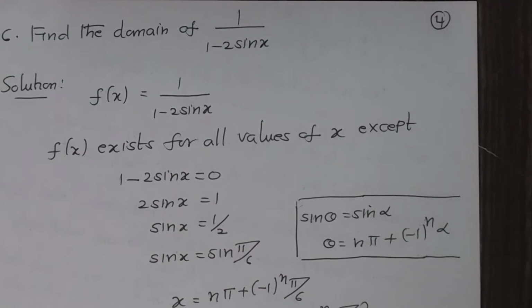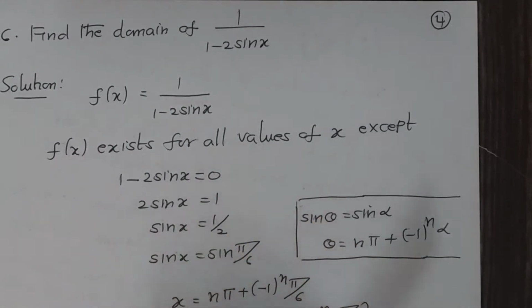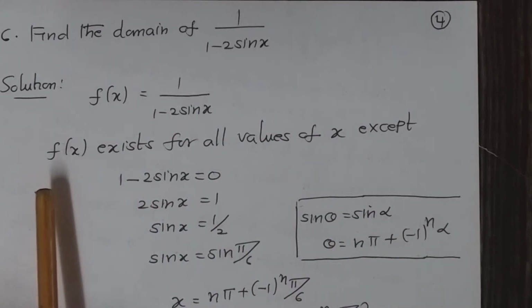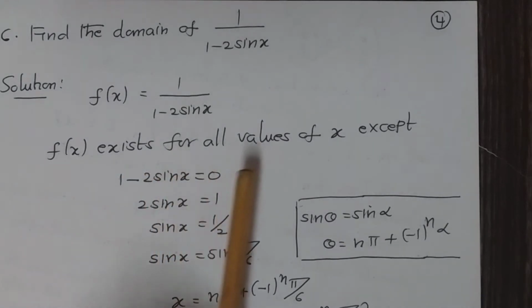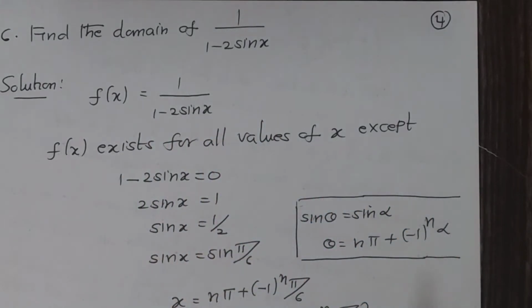But you should find those values of x in which the denominator becomes 0. Then you can subtract those values of x from the real values. Okay, so this is the procedure. First you have to find the corresponding x values in which the denominator is 0. So here, f of x exists for all values of x except where the denominator is 0. In 10th standard you studied this as the excluded value.